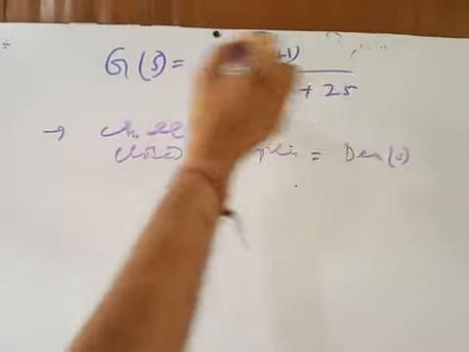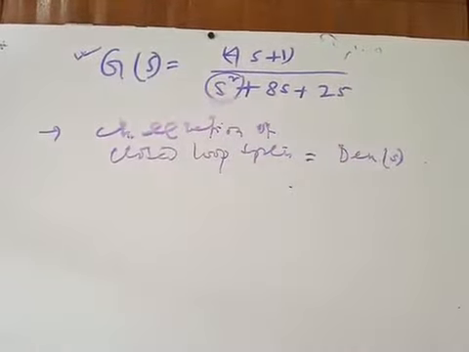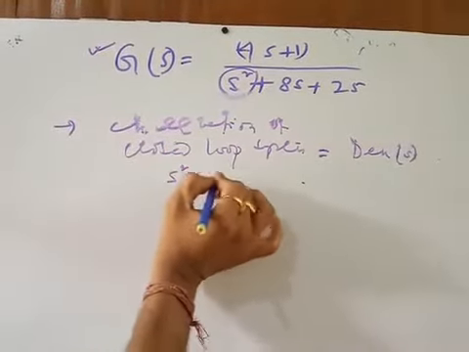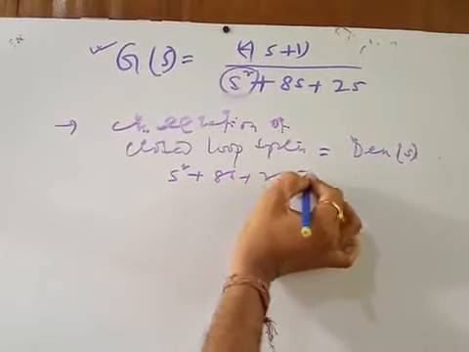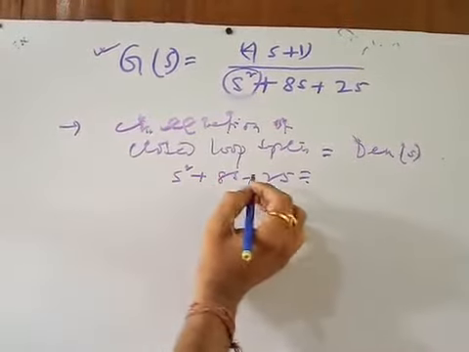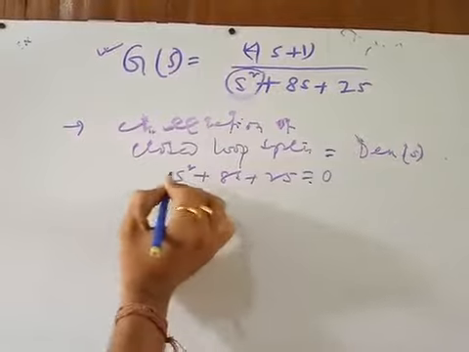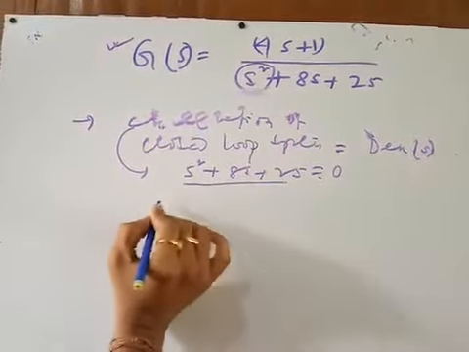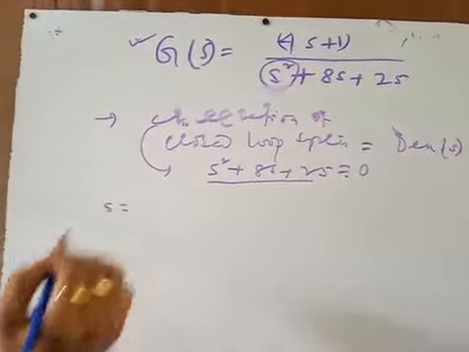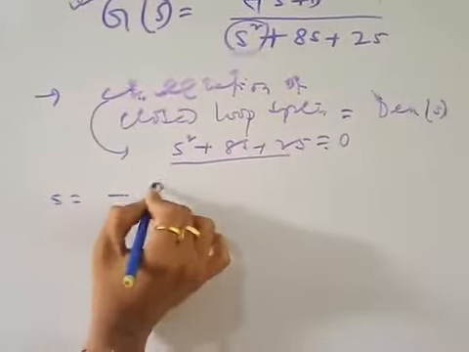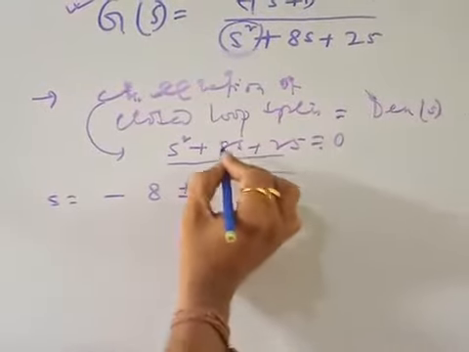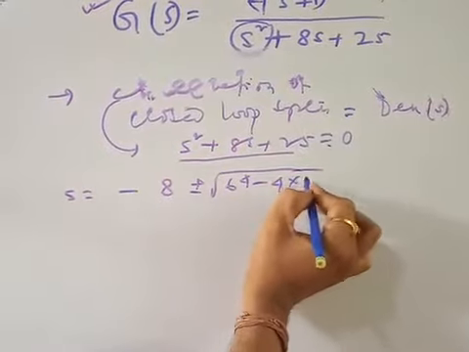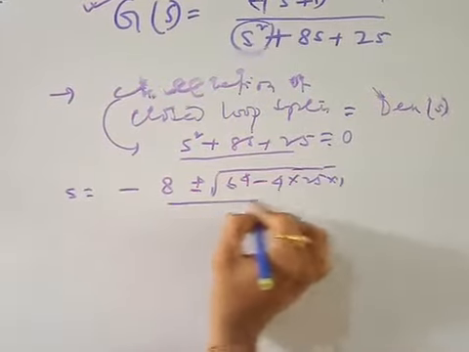In this case, if you consider this transfer function, this is a second order system, and the denominator is s square plus 8s plus 25. So if you make s square plus 8s plus 25 equal to 0, this will be your characteristic equation. Now there are two roots. If you solve it by using the Sridhar Acharya formula, what will we get? s is equal to minus b plus minus root over b square, that is 64, minus 4ac, 4 into 25 into 1, divided by 2.